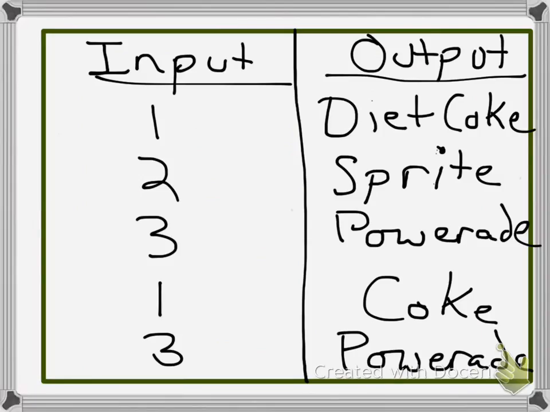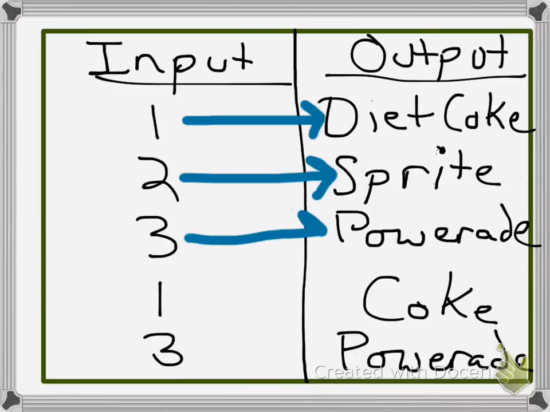Now let's look at the next relationship. Alright, same sort of thing with the soda machine. When I press a 1, I should get a Diet Coke. When I press a 2, I should get a Sprite. When I press a 3, I should get a Powerade. I'm going to skip 1 again, and down here I have another 3 button and it gives me Powerade. But let's look at button number 1.